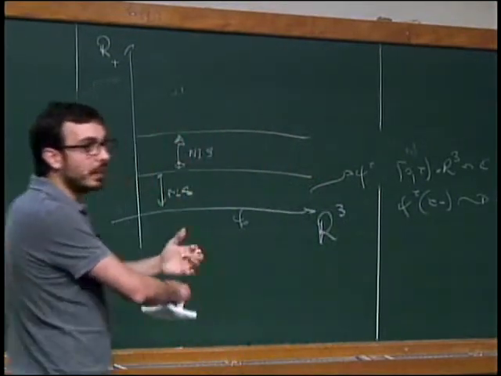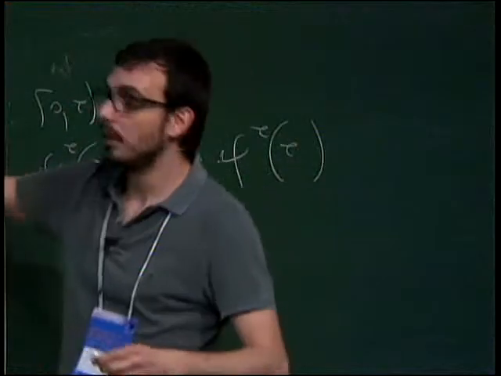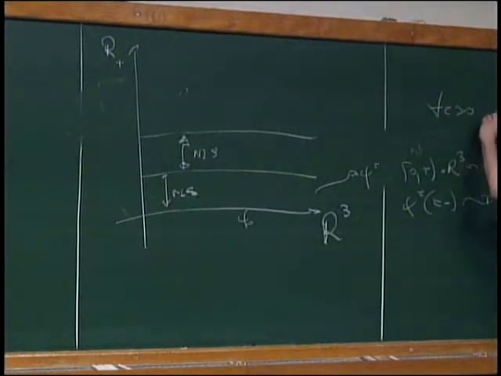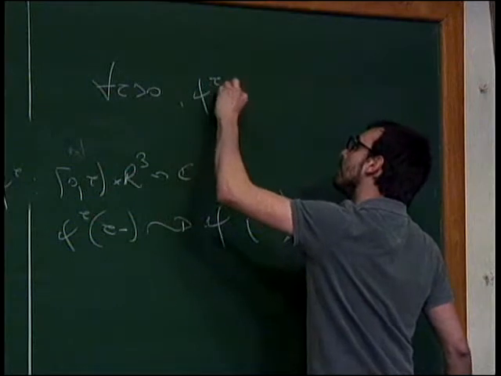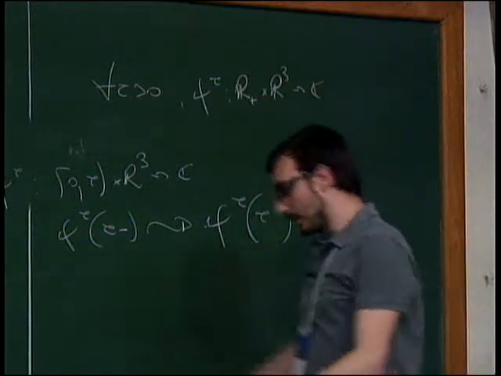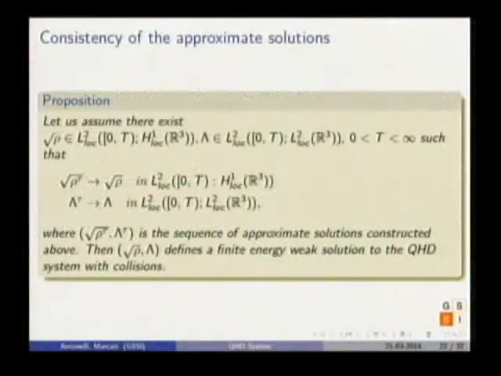So basically, for any fixed tau positive, I end up with this function psi tau, which now lives on the whole R plus cross R3. And let's say what I can do with this function here. So first of all, I got this psi tau. I can construct square root of rho tau, lambda tau. Well, first of all, we should check that the scheme for the approximate solutions is consistent.